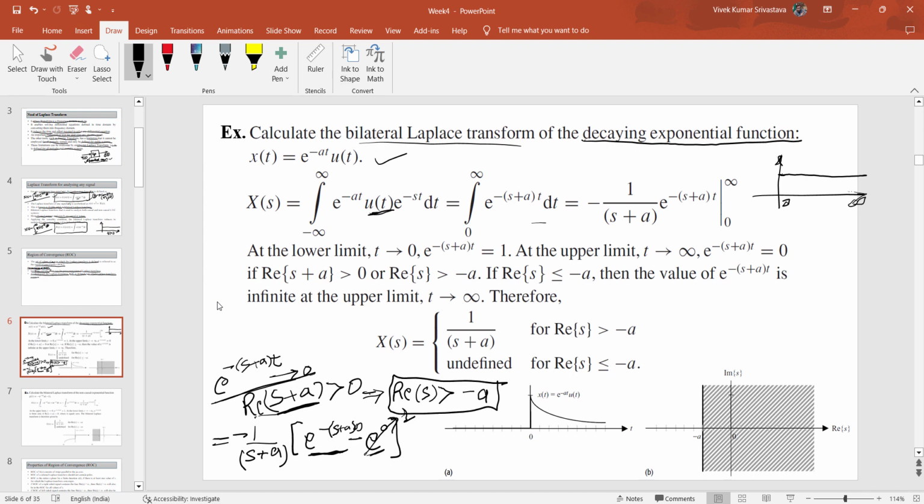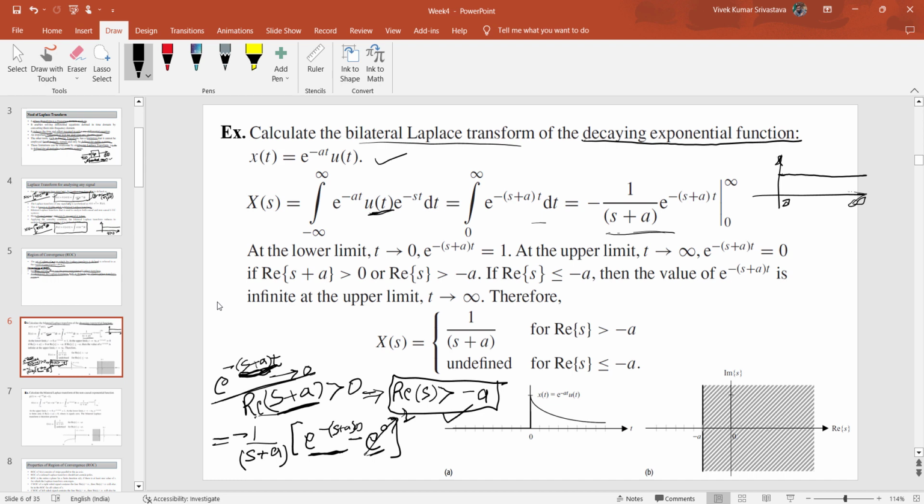Okay, so this defines the region of convergence for which the Laplace transform of this function is evaluated. Here, one assumption we are making: a is greater than zero, that is, s plus a is greater than 0, which means this whole term will be positive because t is positive here.